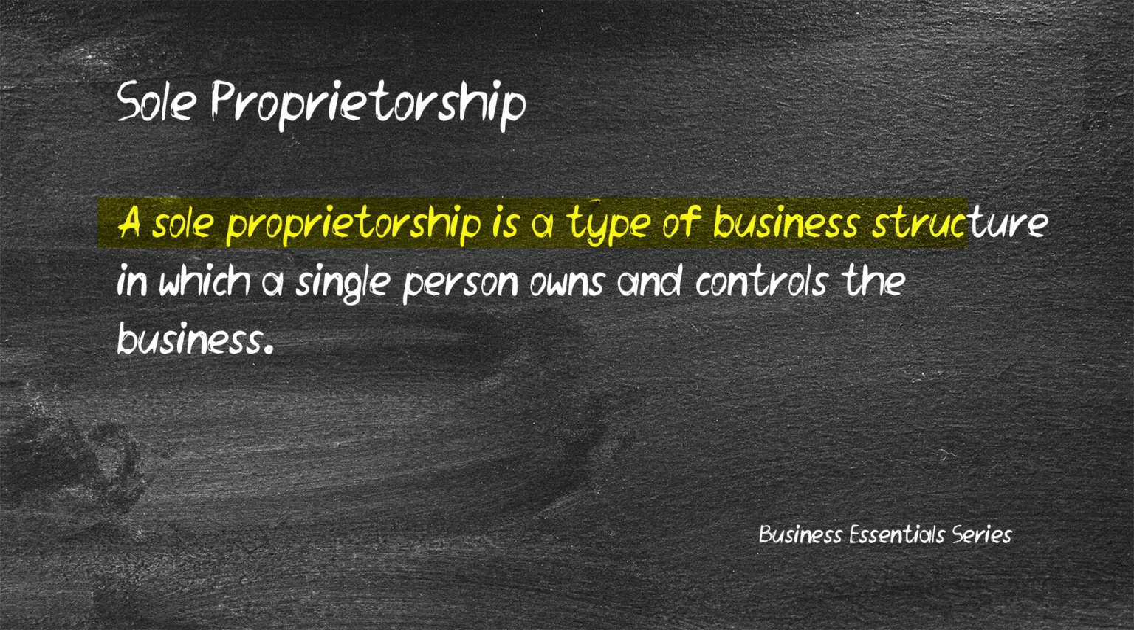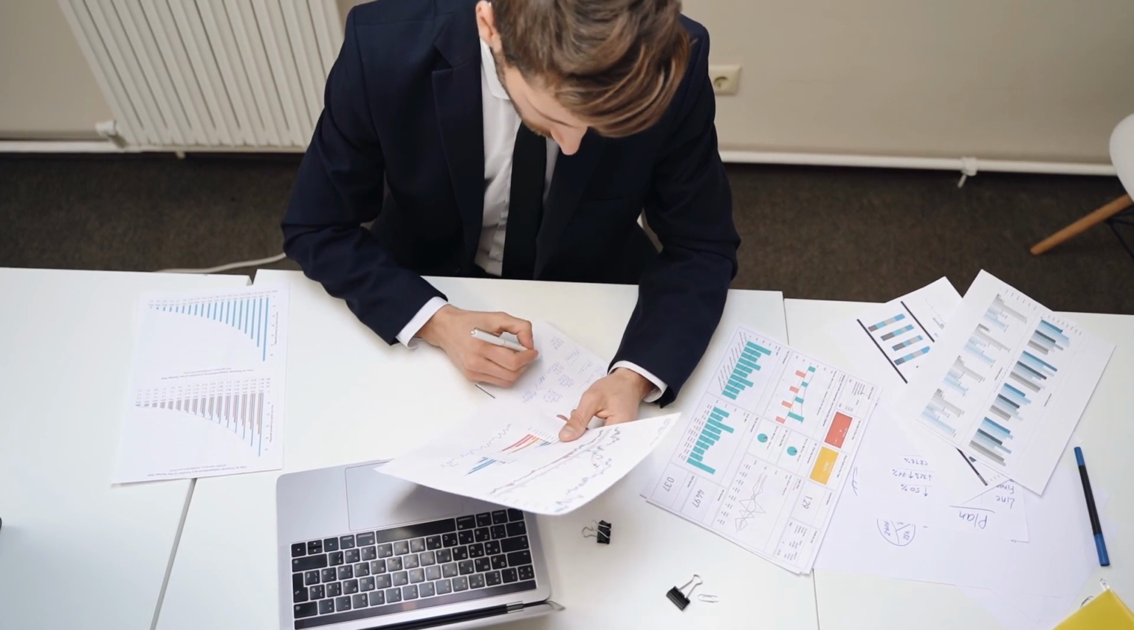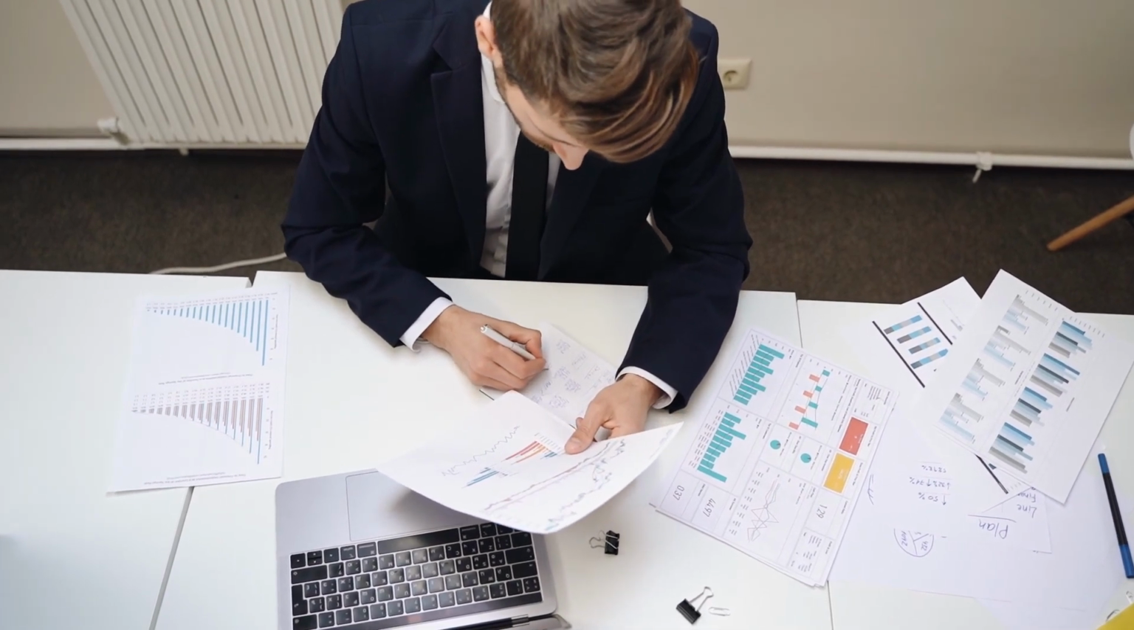So the sole proprietorship is a type of business structure where a single person owns and controls the business. The owner is responsible for all aspects of the business, including making decisions and taking on any financial risks or debts. Let's look at the advantages of registering your company as a sole proprietorship.